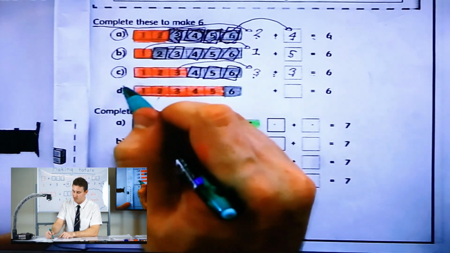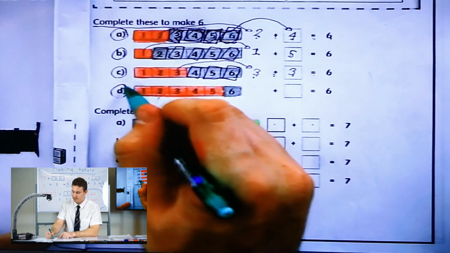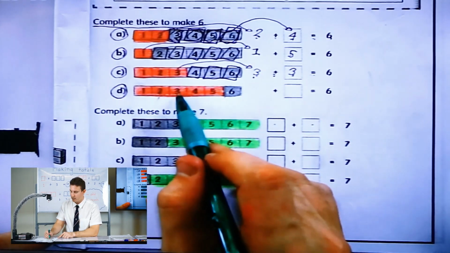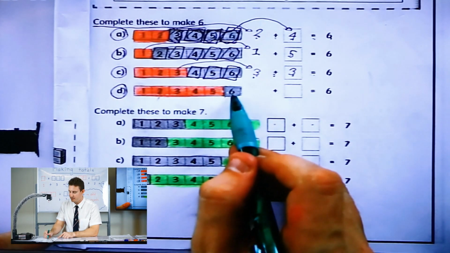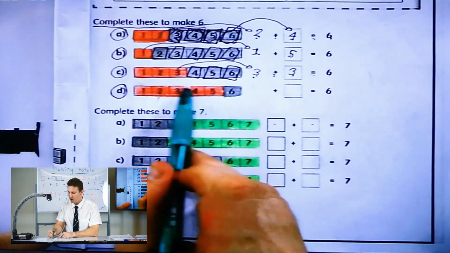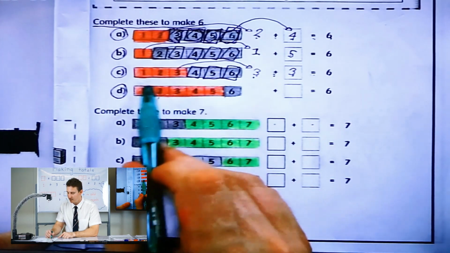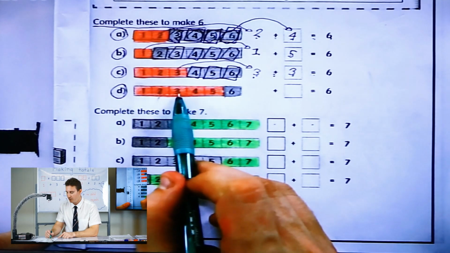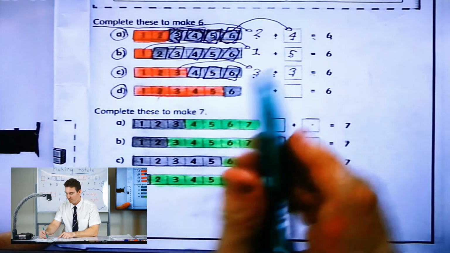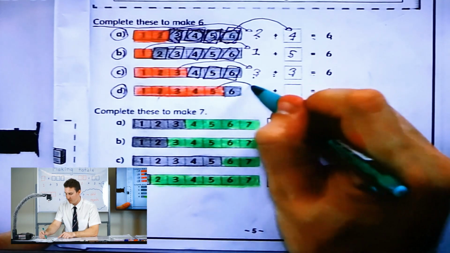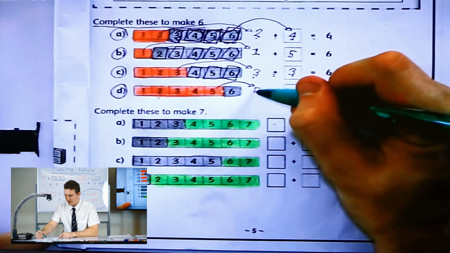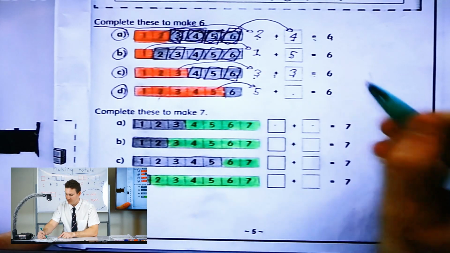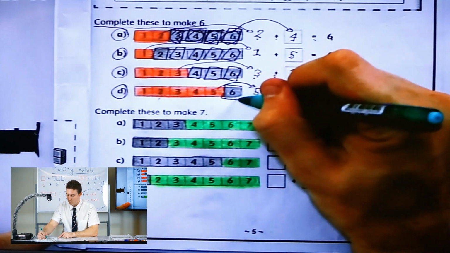Okay, last example. Letter D, example D. 1, 2, 3, 4, 5, 6. How many are red? Can you see? How many? 1, 2, 3, 4, 5. Good. We're going to put the 5 over there. And the gray numbers must come in the box, and that is only 1.